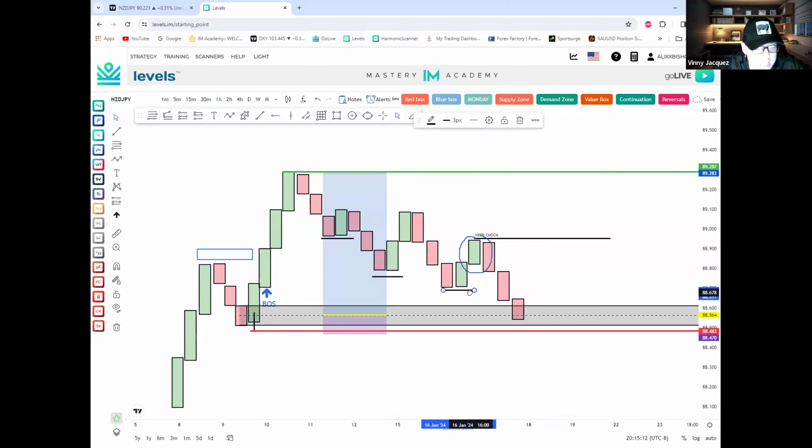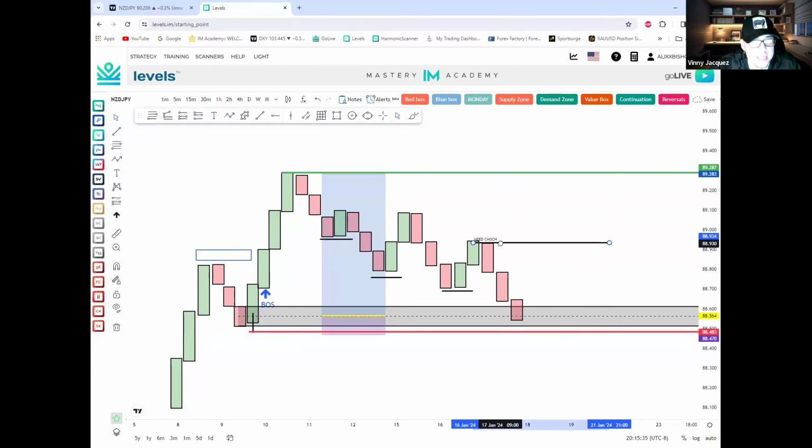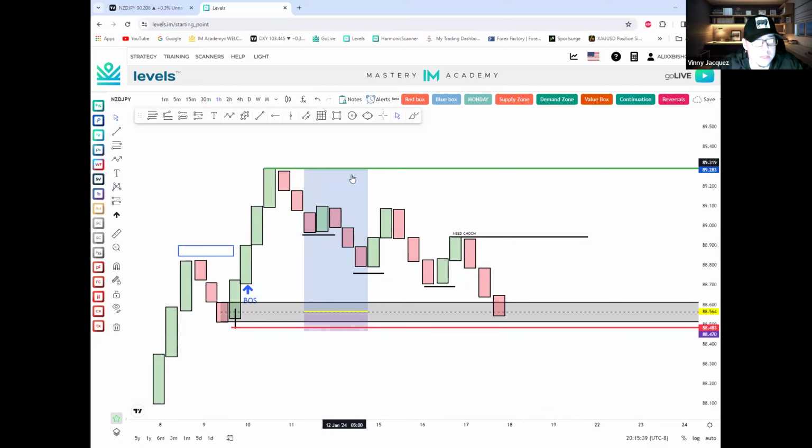Notice how we broke a low coming down to my buy area. So right now we got lower low, lower high, lower low, lower high, lower low, lower high, lower low. It's now in my buy area. You can delete that, please, and thank you. So now we need this change of character. We need it, right? But we cannot forget it's still a starting point.